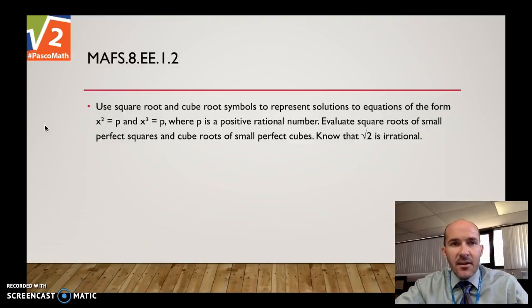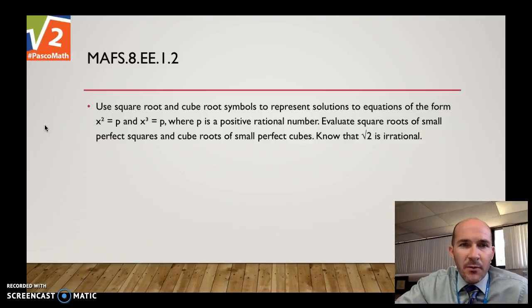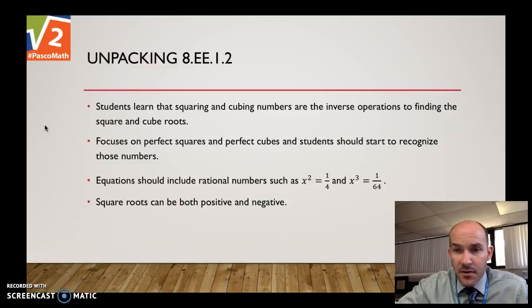So when we look at the standard, the language of the standard says use square root and cube root symbols to represent solutions to equations of the form x squared equals p and x cubed equals p, where p is a positive rational number. Evaluate square roots of small perfect squares and cube roots of small perfect cubes, and know that the square root of 2 is irrational. So there was a lot there, so let's take a moment to unpack it.